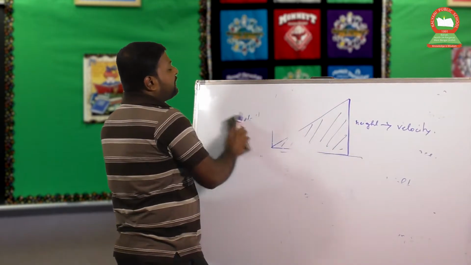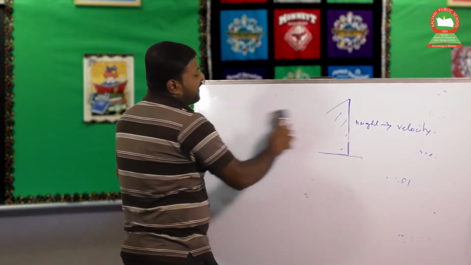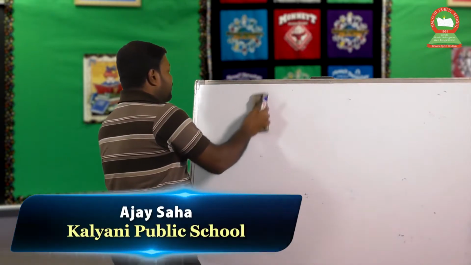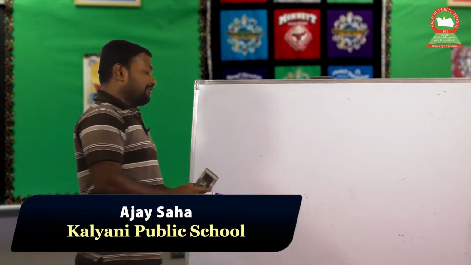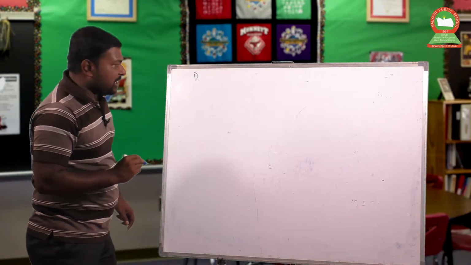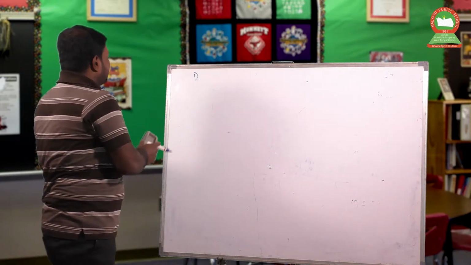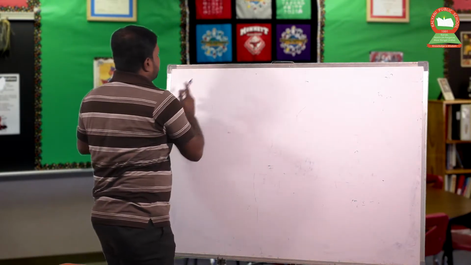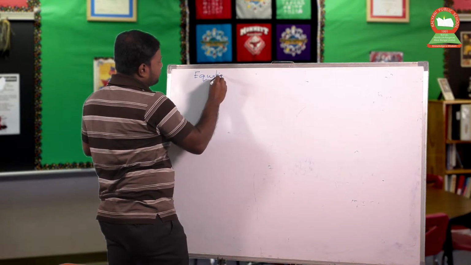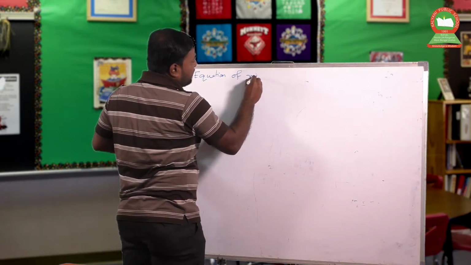Now there are certain quantities: velocity, displacement, distance, acceleration. So we have to require the relation between them. Those are called equations of motion. So let us discuss about equation of motion.